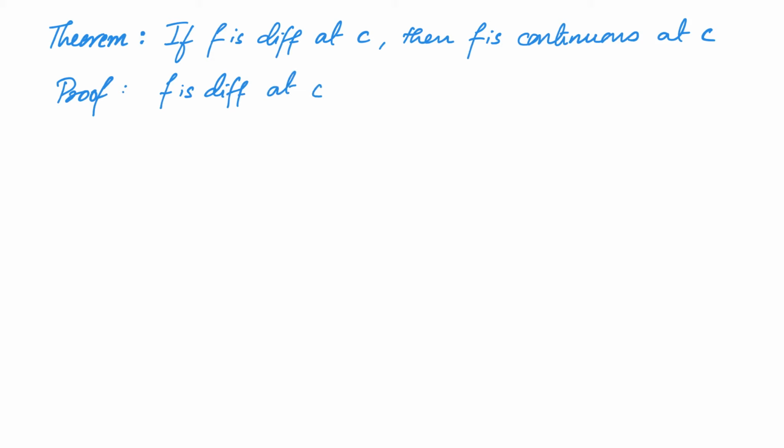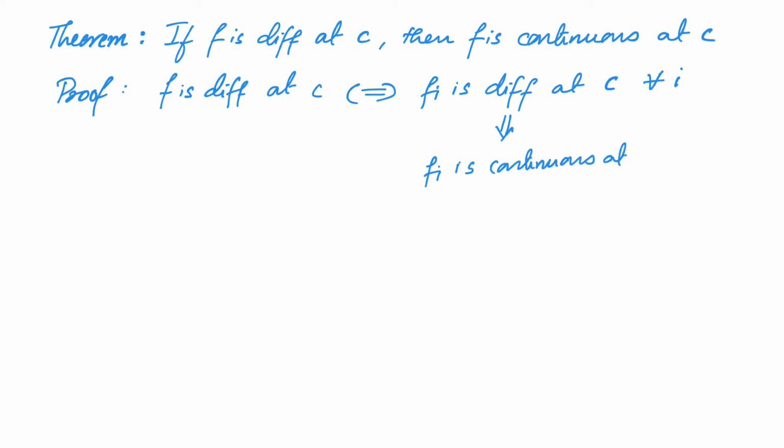As before, f is differentiable at C if and only if all its component functions fi are differentiable at the point C. But if fi is differentiable at C, then fi is continuous at C. And as all the component functions of f are continuous, f itself has to be continuous. And that completes the proof of our theorem.